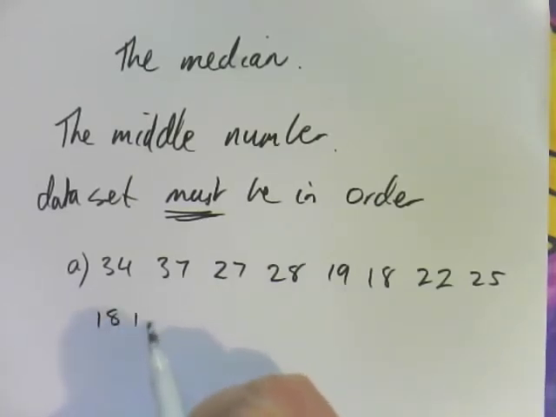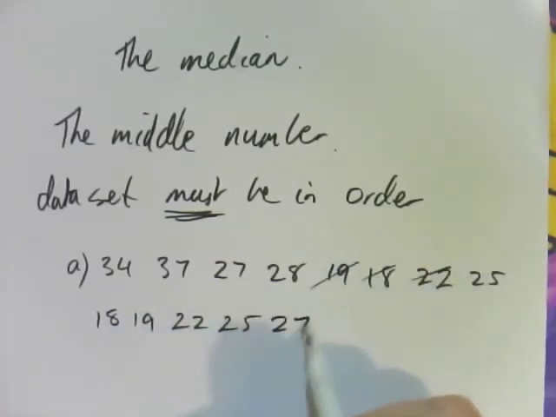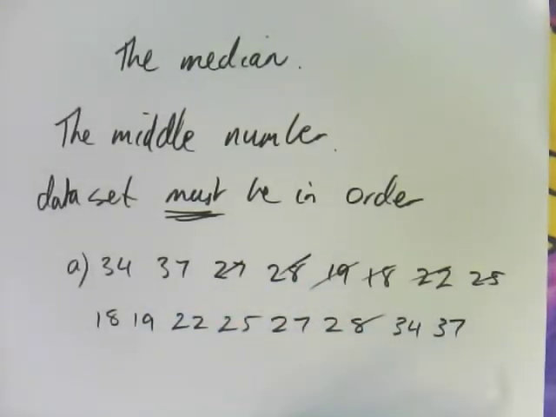So 18, 19, 22, 25, 27, 28, 34, 37. So now that set is in order, I can find the middle number. So to do that, we've got 1, 2, 3, 4, 5, 6, 7, 8 numbers, which means if we split that in 2, we're going to get 4 numbers either side. So my median is right where I've just drawn that line. So it's halfway between these 2 points here.